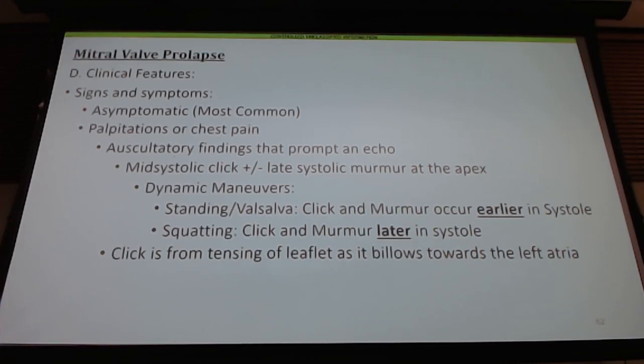So, one interesting thing to point out about auscultating mitral valve prolapse is your dynamic maneuvers actually can change this murmur to help you kind of differentiate. So if I stand or Valsalva, so kind of thinking about afterload, preload kind of things, I'll have the click and the murmur that occurs earlier in systole. But if I squat, where now I'm increasing that venous return, then it's later in systole.